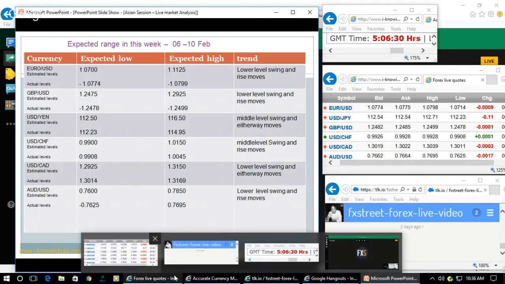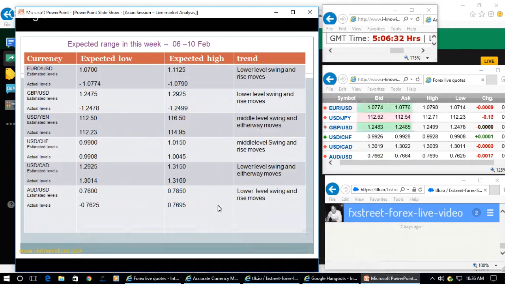Then coming to the levels in which the currencies are expected to swing, Euro formed the initial 1.0774. Here it shows 1.0714, that was the low of Friday, and the high is 1.0798 or 99. So they have not breached the low or the high. They are now closer to the low, but have not breached it. And in the case of the GBP, 1.2478 is the low, 1.2499 is the high. They have not breached the low or the high.